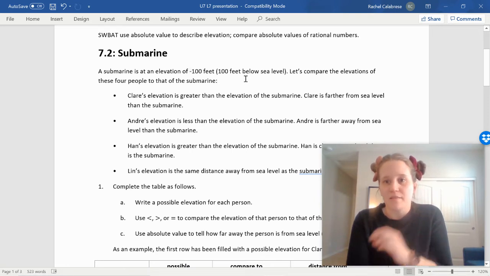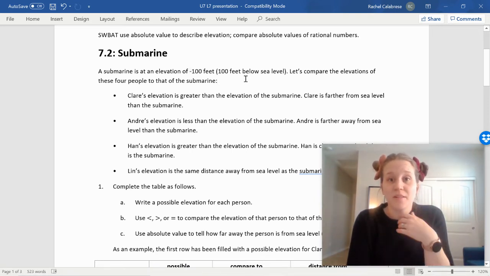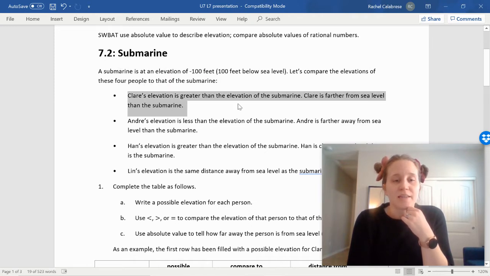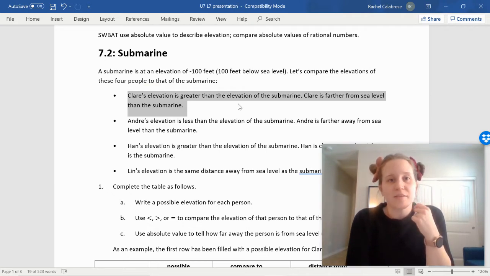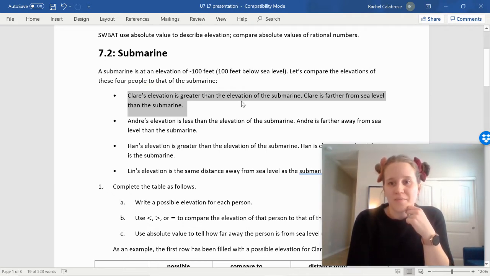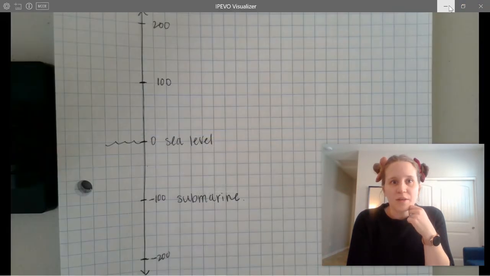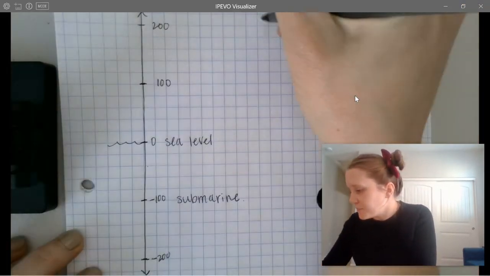We are going to compare the elevations of different people to the elevation of the submarine, okay? So let's talk first about Claire. Claire's elevation is greater than the elevation of the submarine. Claire is farther from sea level than the submarine. I'm going to read it one more time. Claire's elevation is greater. Claire is farther from sea level than the submarine, okay? So there are two things I want you to jot on your notes about Claire.